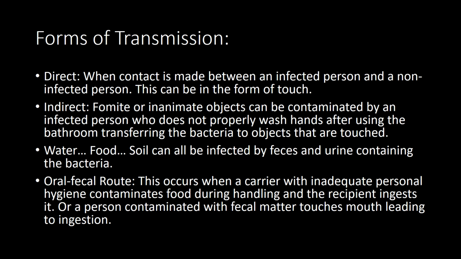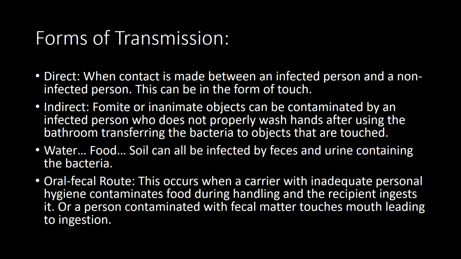First we have direct. This is when contact is made between an infected person and a non-infected person. This can be in the form of touch. The infected person who does not properly wash hands after using the bathroom can transfer the bacteria onto objects that are then touched. The indirect route is these inanimate objects that the infected person has touched. Then there's water, soil, and food that all can be infected by feces and urine containing the bacterium.